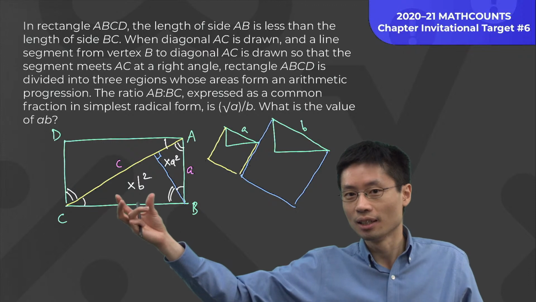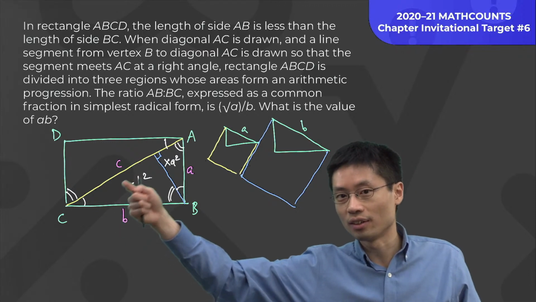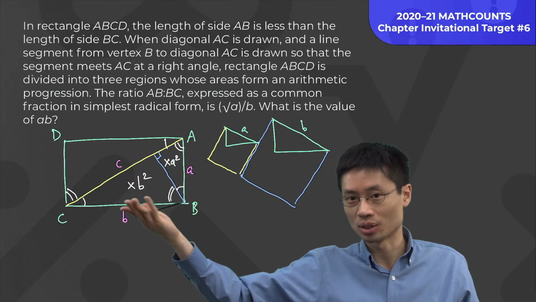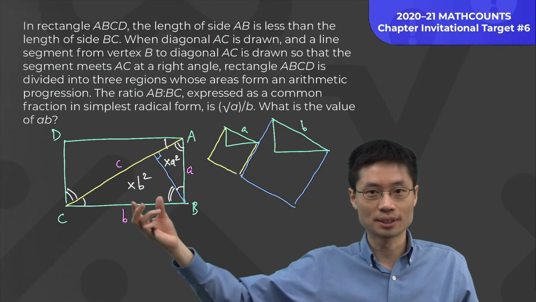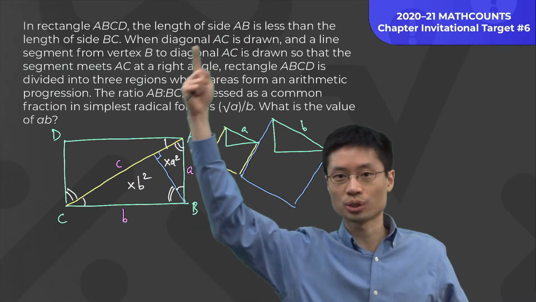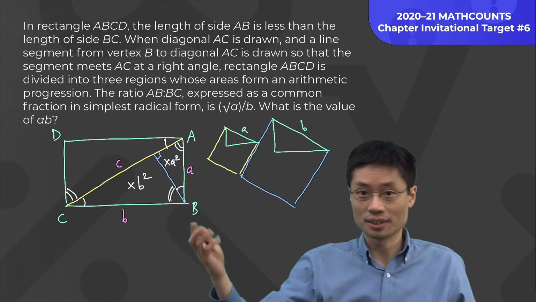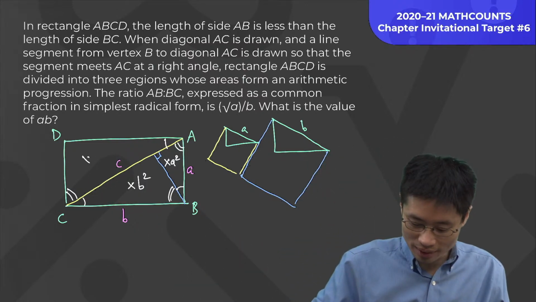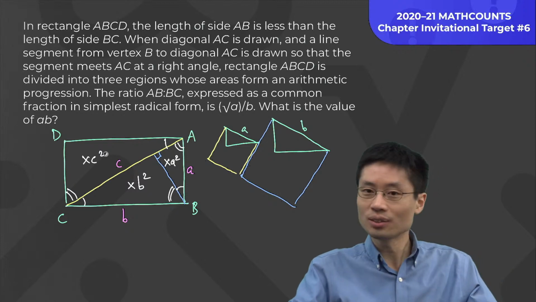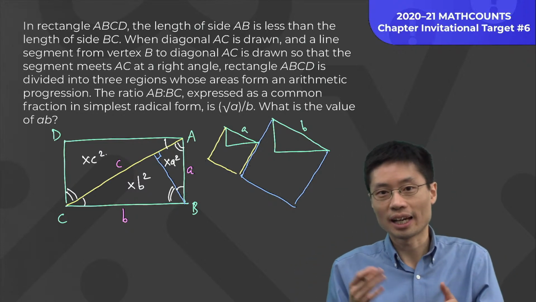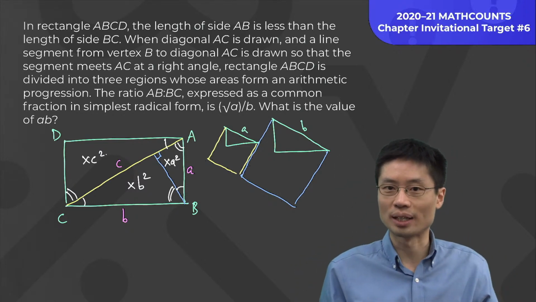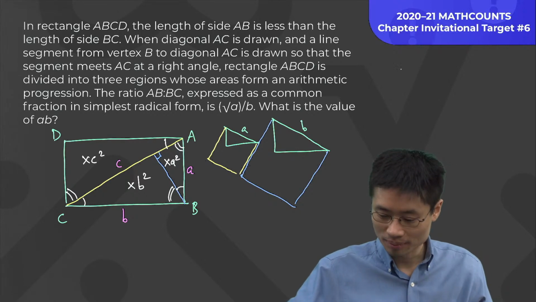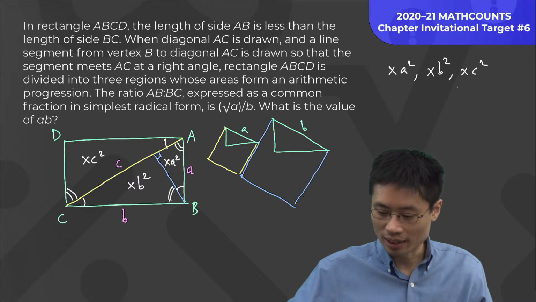But I'm going to say that whatever the x is, the area of this triangle is going to be x times b squared, because the fraction of the whole square made by this triangle is x fraction. And then this particular area will be x times c squared. Now, why did I do that? I did that because now I know that xa squared, xb squared, xc squared are in an arithmetic progression.